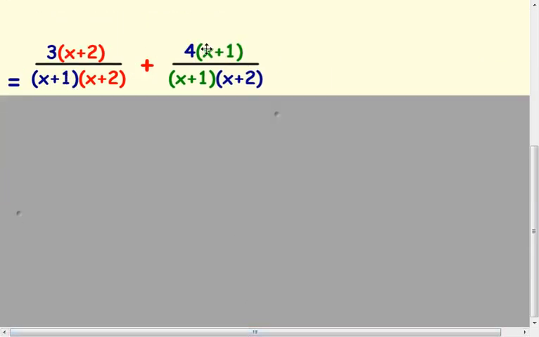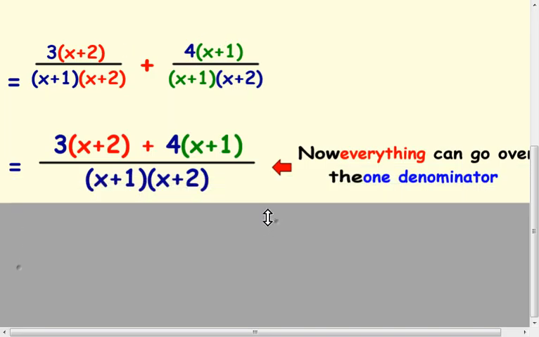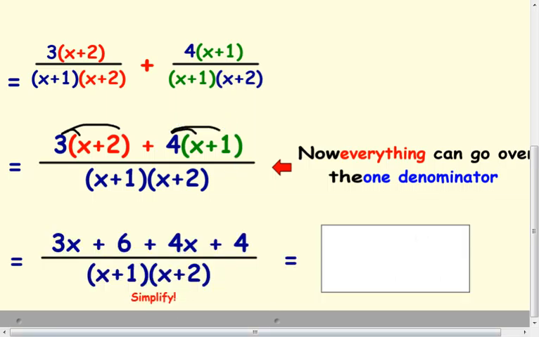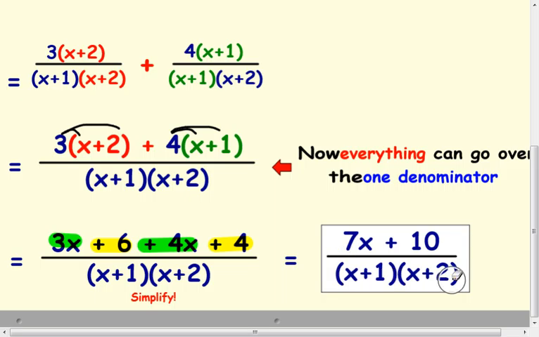Now, we've got a common denominator, so set all of that all over the common denominator. It's going to look like this. Now it's just the same as before. If you times out your brackets, 3 lots of x, 3x, 3 times 2, 6. 4 lots of x, 4x. 4 ones are 4. And then finish off by doing a bit of simplifying. 3x add 4x, and 6 add 4, gives me 7x and 10. Now the bottom doesn't change, you don't multiply this out or anything, just leave it x plus 1, x plus 2.